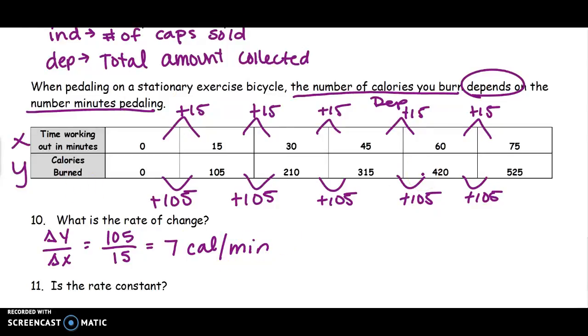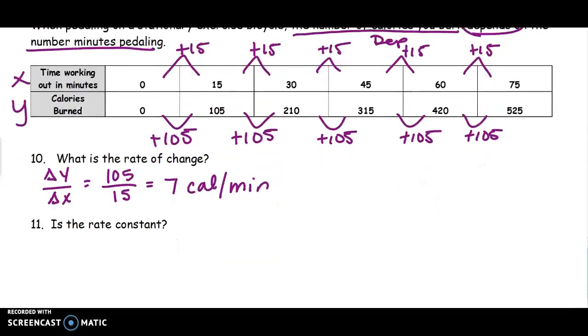I wonder how many it would take to burn off that big Snickers bar I had the other day. Just kidding. It was a Reese's.